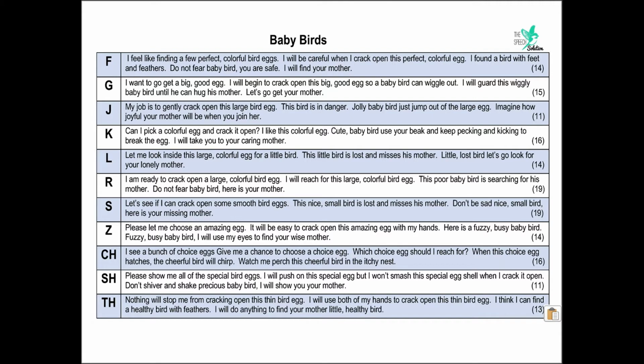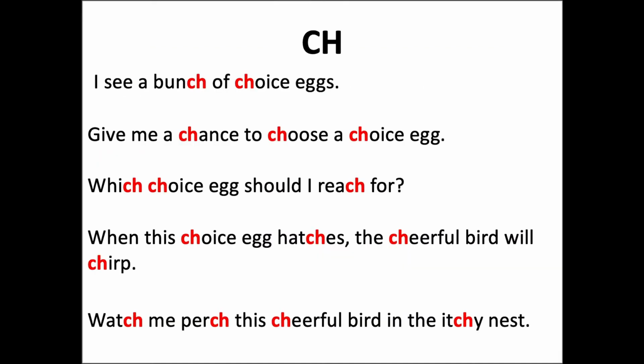Okay, the next feature I want to point out is that this card is multi-leveled. Let's take a look at one of the target sentences closely so you can see what I mean by this. This is the CH target sentence in the baby bird activity. If I was working with a child who was still learning how to say the CH sound, then I would only have them repeat, "I see a bunch of choice eggs. Give me a chance to choose an egg."